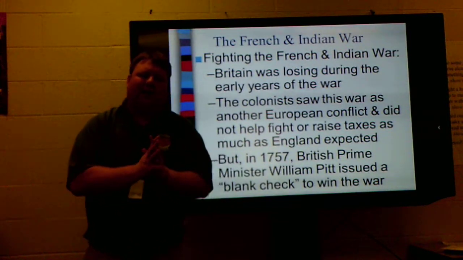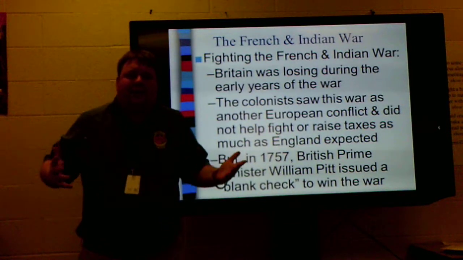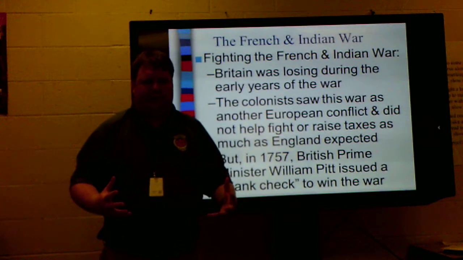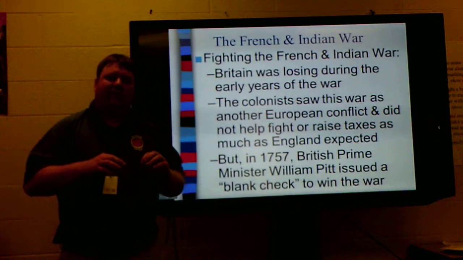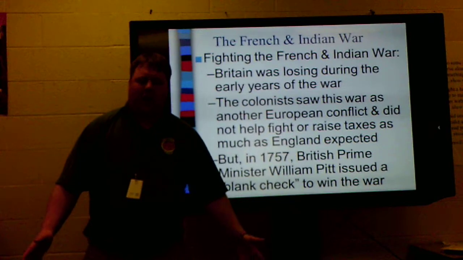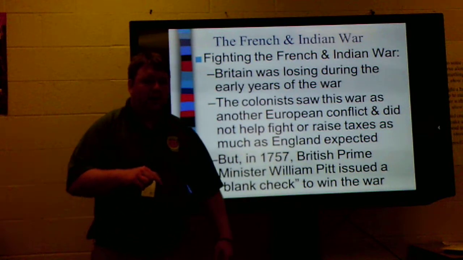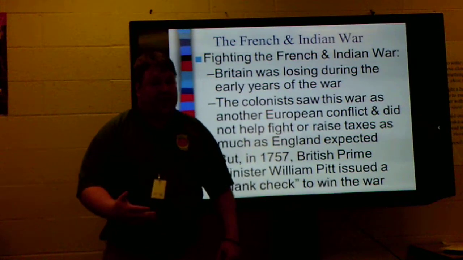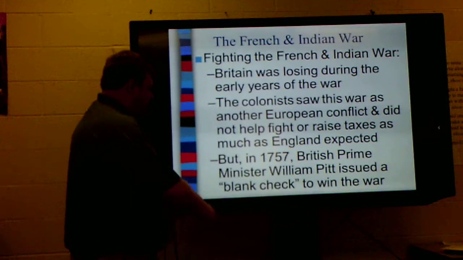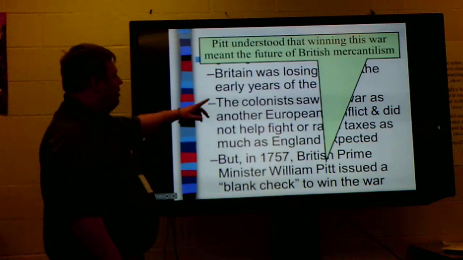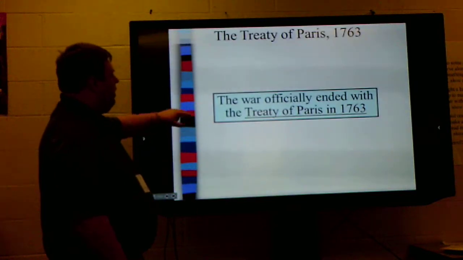But why would he be willing to spend that much money? Remember, in mercantilism, England is an island. They don't have unlimited resources. That's why they need colonies. So if they lose their colonies, their entire economy falls apart. So they can't lose these colonies. They've got to spend whatever it takes to get the colonies. But on the downside, it puts them in a lot of debt. So Pitt understood winning this war meant the future of British mercantilism.